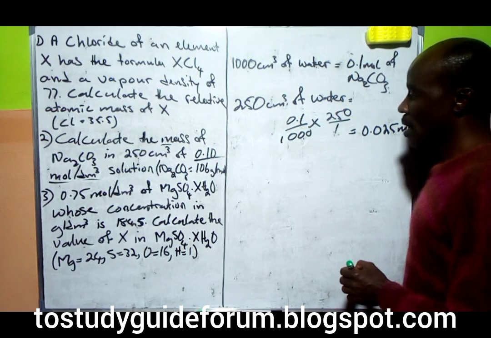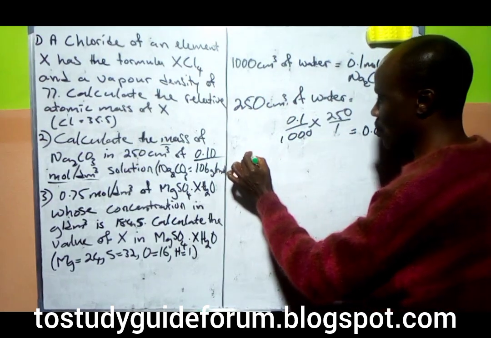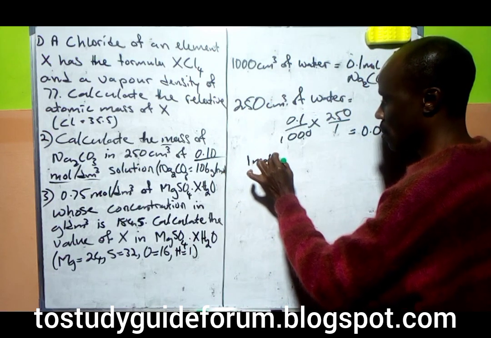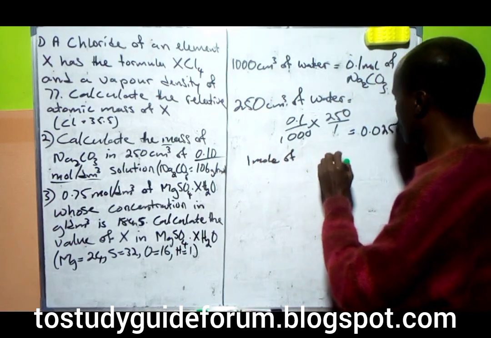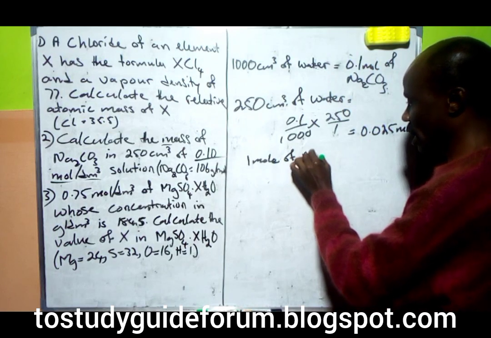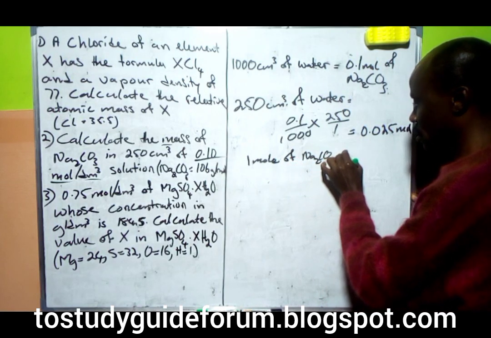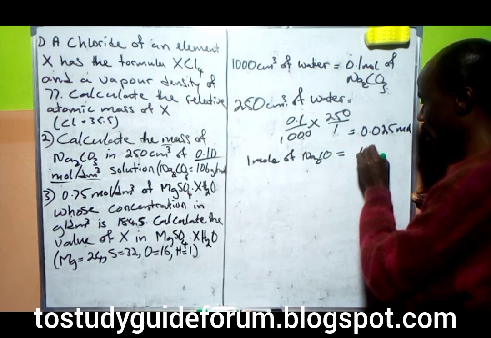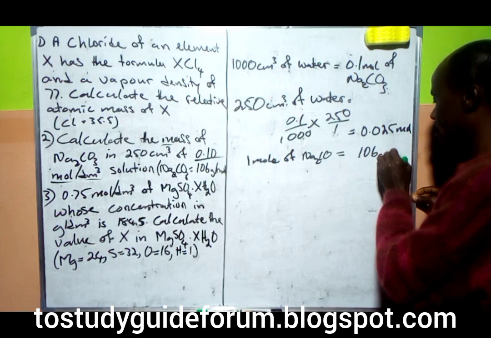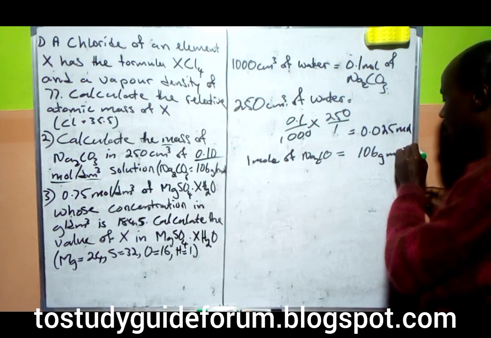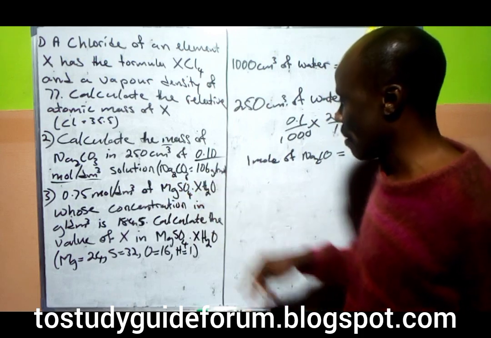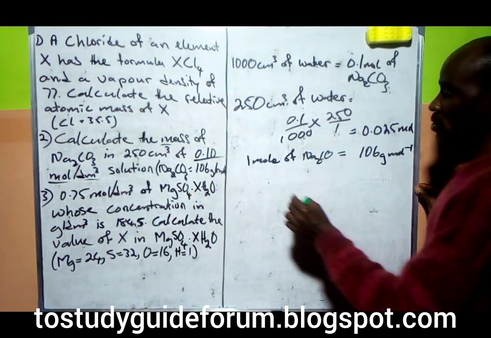So we know that 1 mole of sodium trioxocarbonate is equal to 106 grams per mole. That is what we have from what we are given. This is the molar mass of sodium trioxocarbonate.